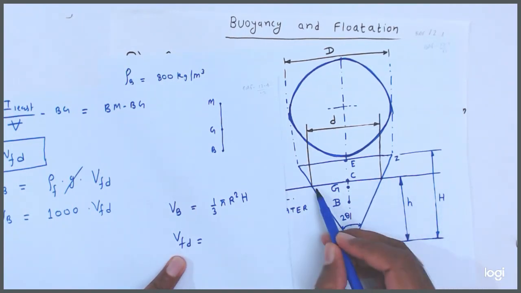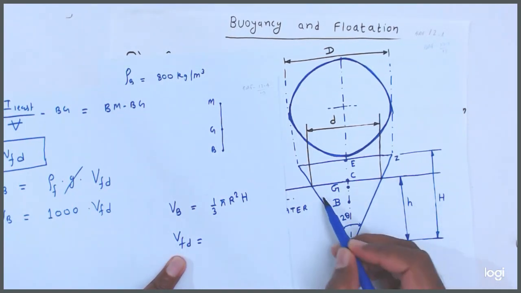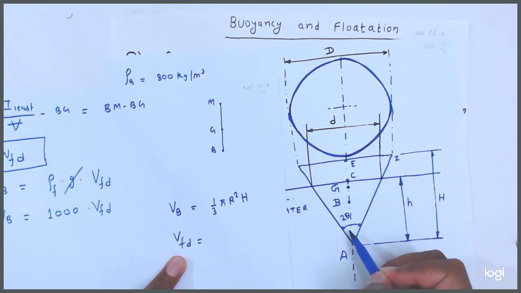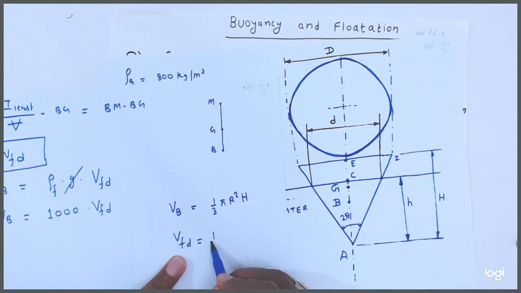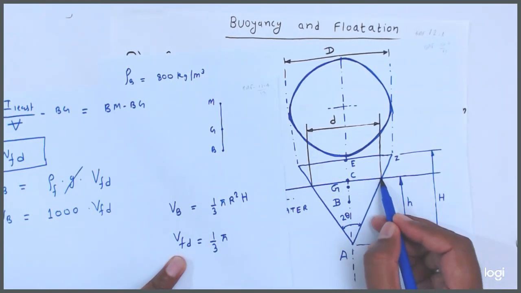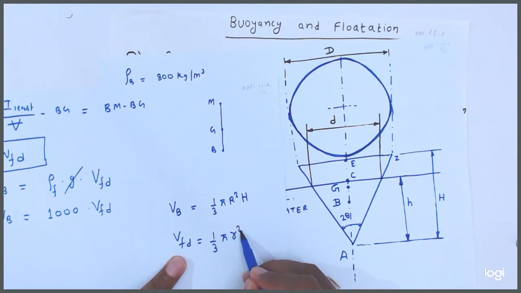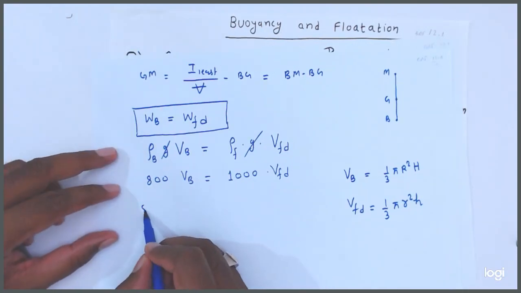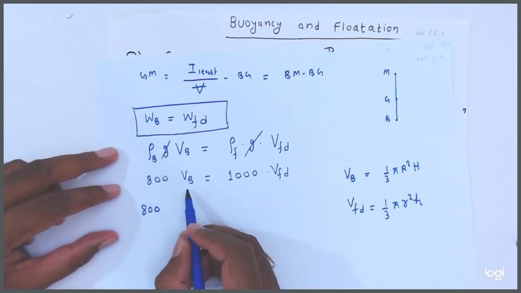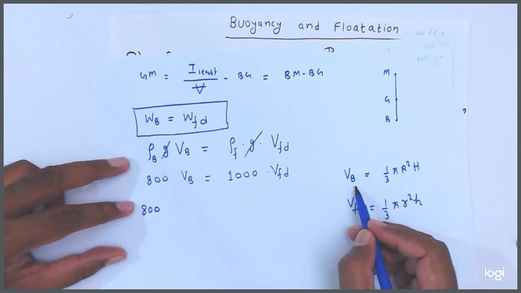So at this level only, or we can say this much volume of liquid is displaced. So the volume of this cone is equal to 1 by 3 into pi, at this level radius is equal to small r, whole square into height small h. Getting, friends? So from here, this is 800 into volume of body, how much will it come?